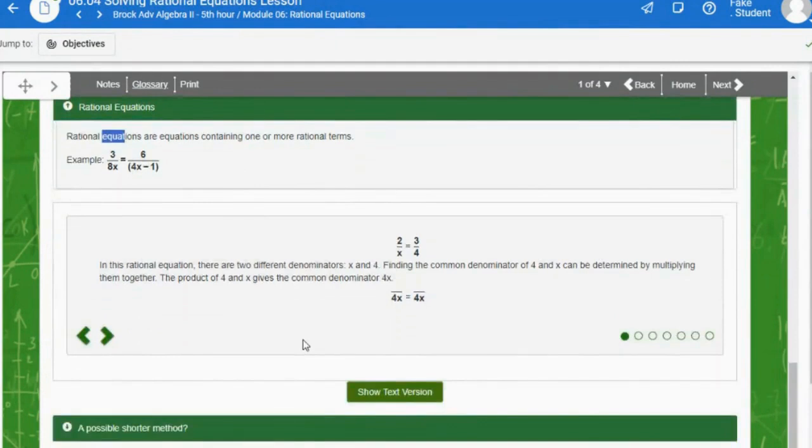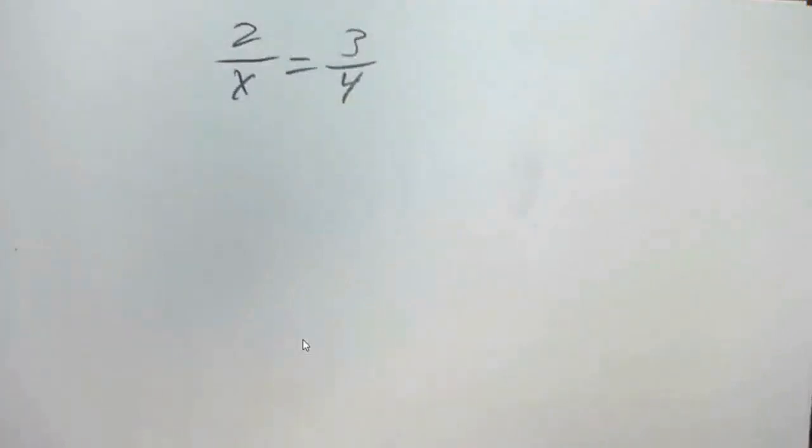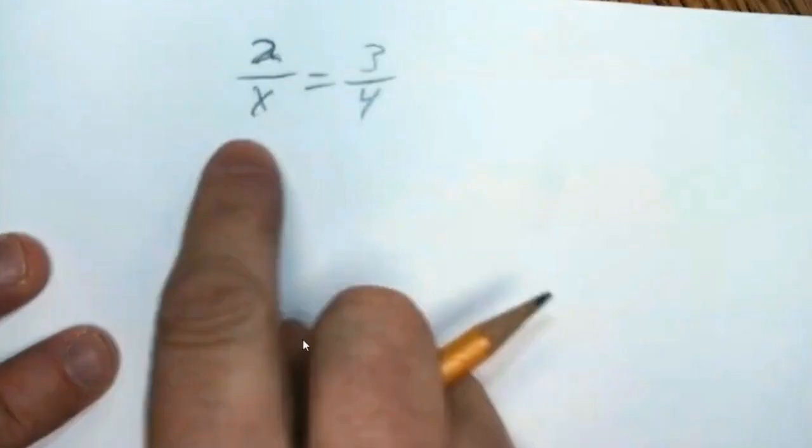So, let's work this together. I'm going to work this one just to kind of refresh how we do this. Okay, so when we are finding a solution to a rational equation, we have to have the same denominator.